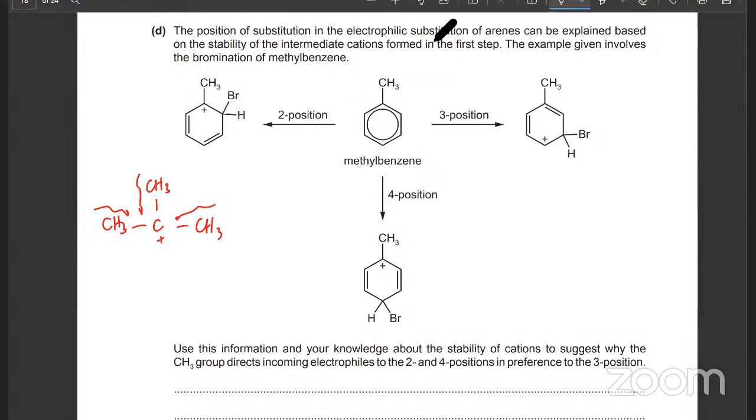the position of the substitution in the electrophilic substitution of arenes can be explained based on the stability of the intermediate cations formed. So he's talking about the stability of the carbocation. Use this information and your knowledge about the stability of cations to suggest why the CH3 group directs incoming electrophiles to the 2 and 4 positions. So first thing, look at this carbon atom. Is this a tertiary, secondary, or a primary carbocation? What type of carbocation is this?